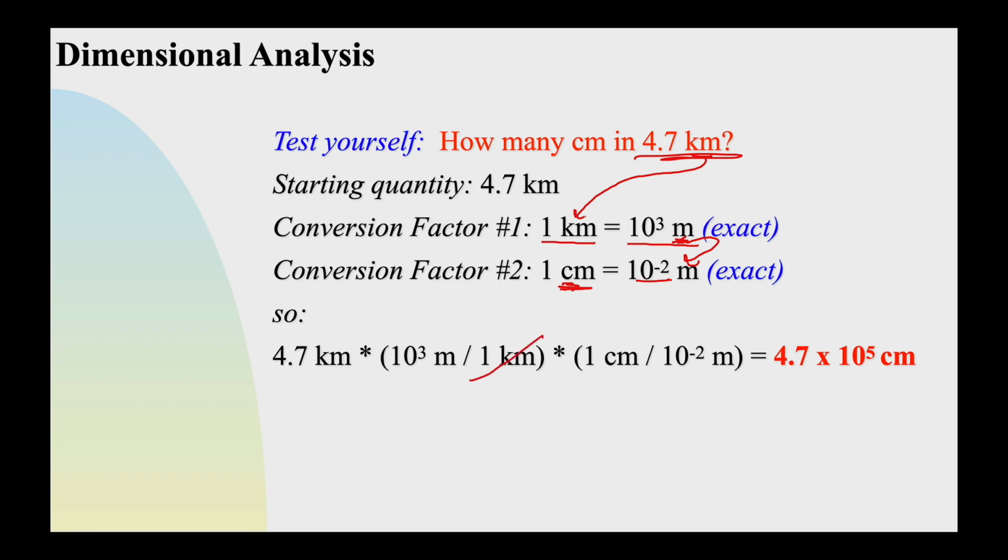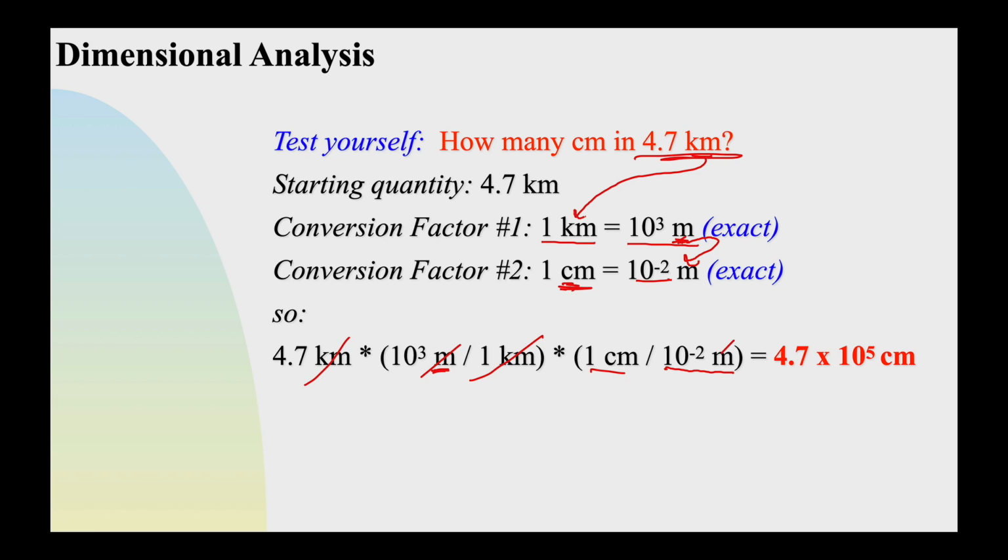This kilometer on the top and bottom cancel out, so we have just meters left over. But again, we want centimeters. So then I'll put 10 to the minus 2 meters on the bottom and 1 centimeter on the top. Meters cancel out. I've got just centimeters. 4.7 times 10 to the 5th centimeters is the final answer. So this is how this works.